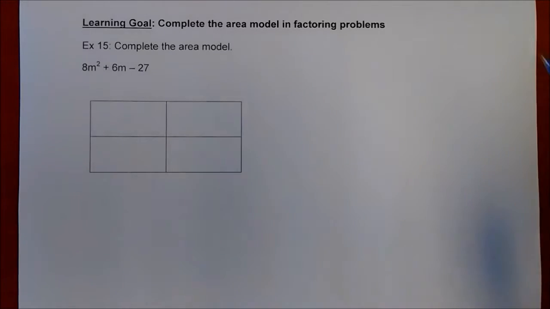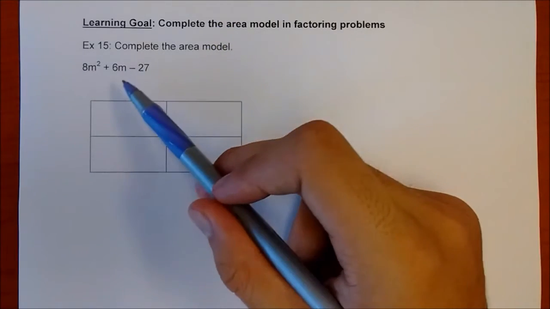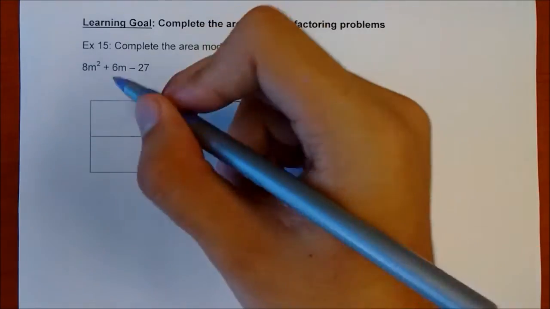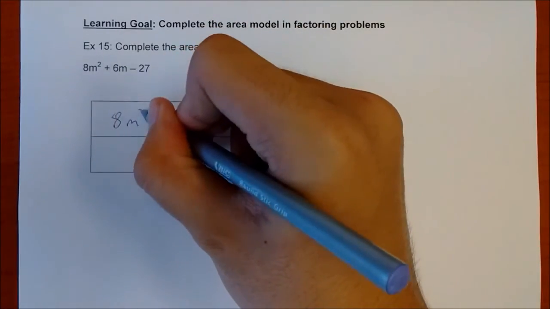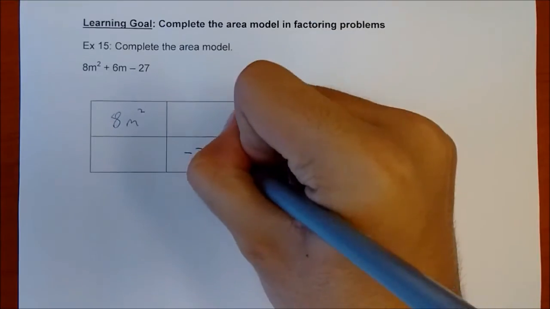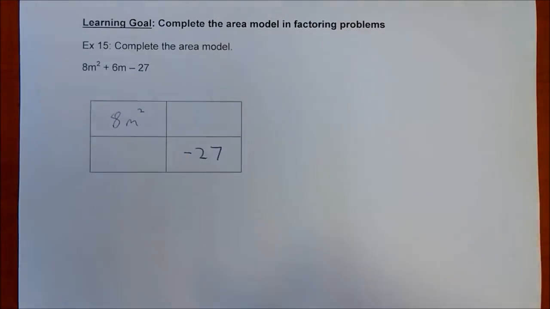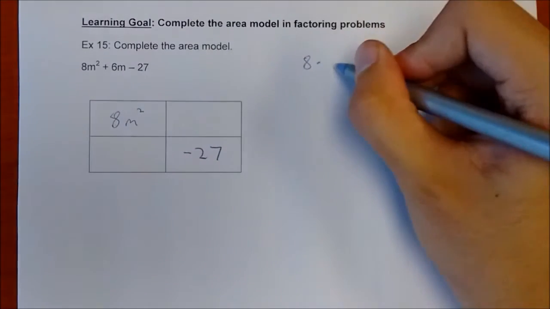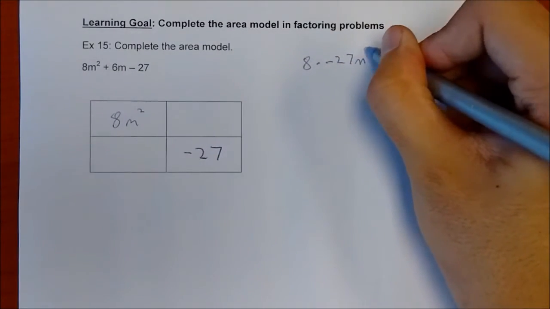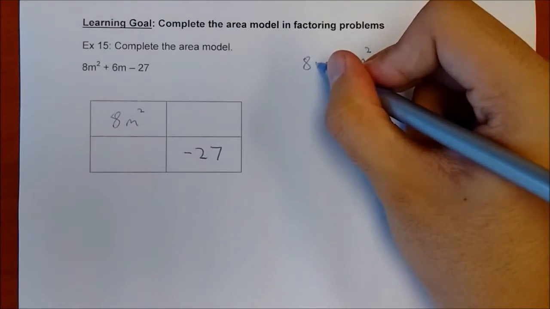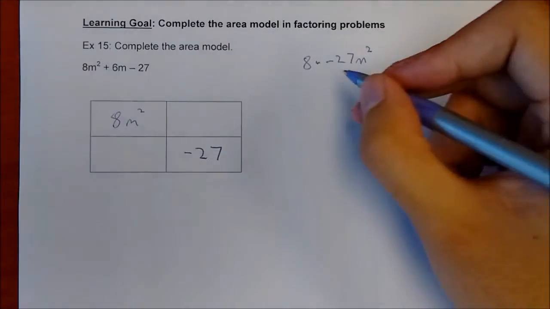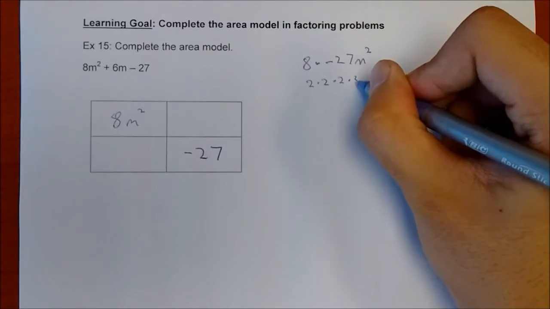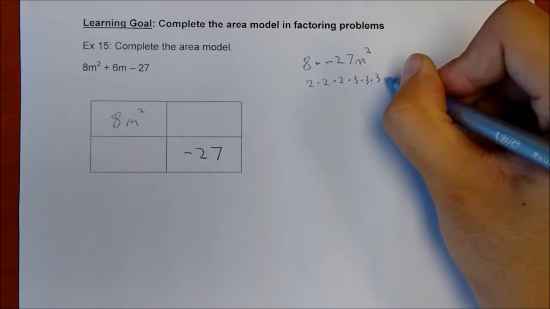Let's try another one. In this example, we're going to complete the area model for 8m squared plus 6m minus 27. So I'm going to go ahead and write in 8m squared here and negative 27 here. And for our two linear terms, we know that they multiply to 8 times negative 27 m squared. And we can prime factorize first as well, so we have 2 times 2 times 2 times 3 times 3 times 3 times m squared.